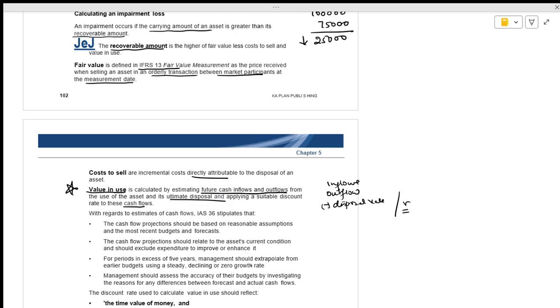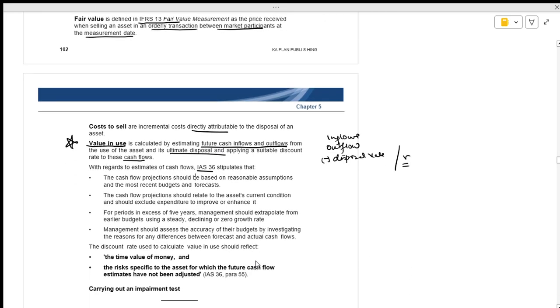With regard to the estimates of cash flows, IAS 36 has prescribed a very structured criteria. The cash flow projection should be based on reasonable assumptions. The cash flow projection should relate to the asset's current condition. If you are having a cash flow in excess of 5 years, management should extrapolate from the earlier years.